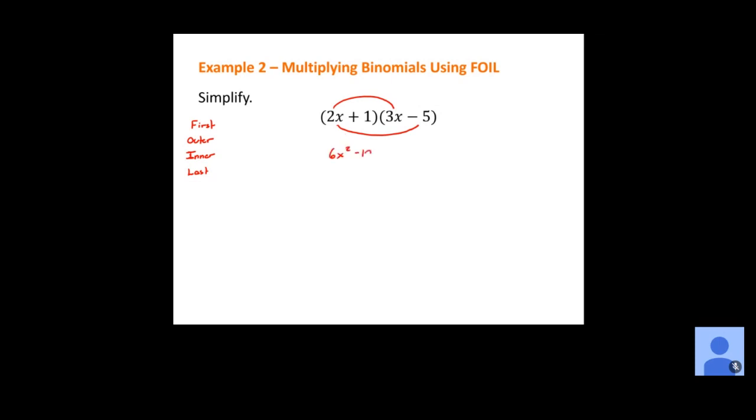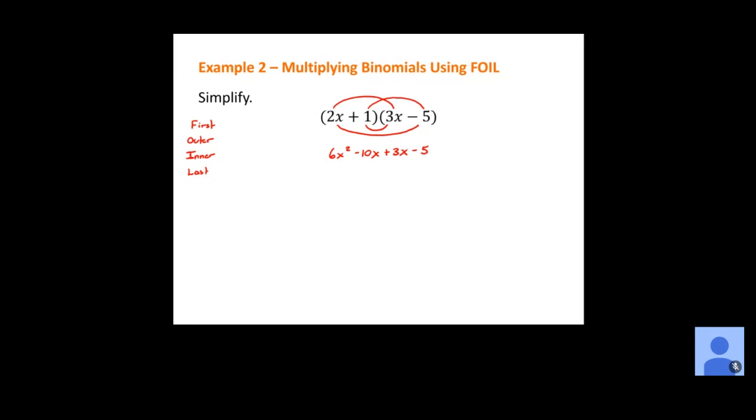6x squared. We have our minus 10x now. Then we're going to go to our inside or inner terms. And so what are those terms going to be? Good. The 1 and the 3x. And if we multiply those together, what should we get? Positive 3x. That's a plus 3x now. And then finally, our last terms, that's the only two things left. That's going to be the 1 and the -5. And so what is 1 times -5? -5.